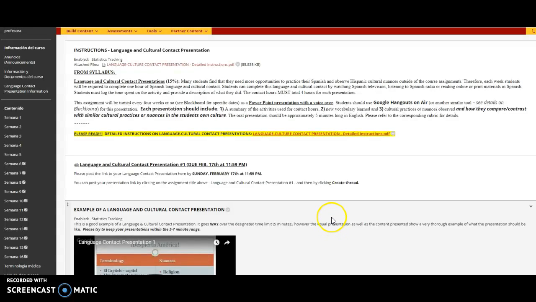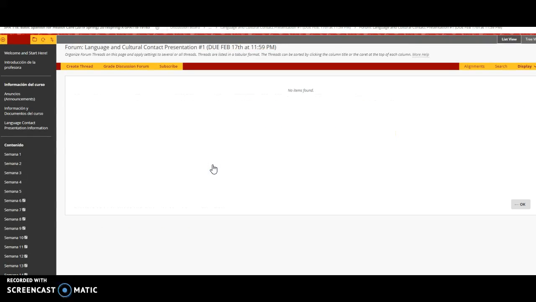A good recommendation is doing the voice-over PowerPoint with Screencast-O-Matic. It works well, and you can upload it to your YouTube account. And when you click on here, you'll create a thread, and you'll put your link in there.